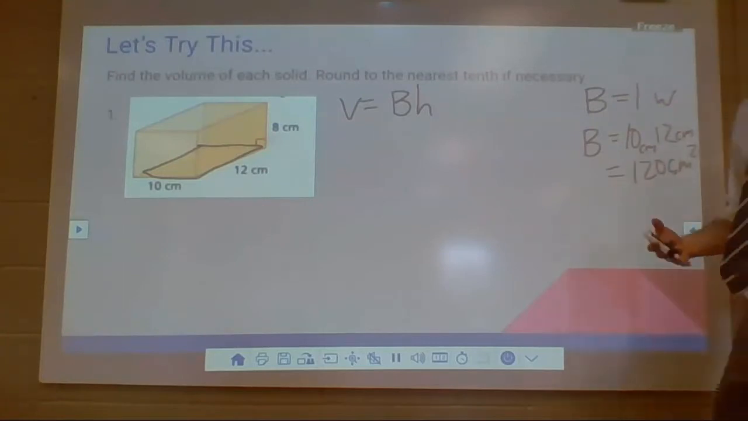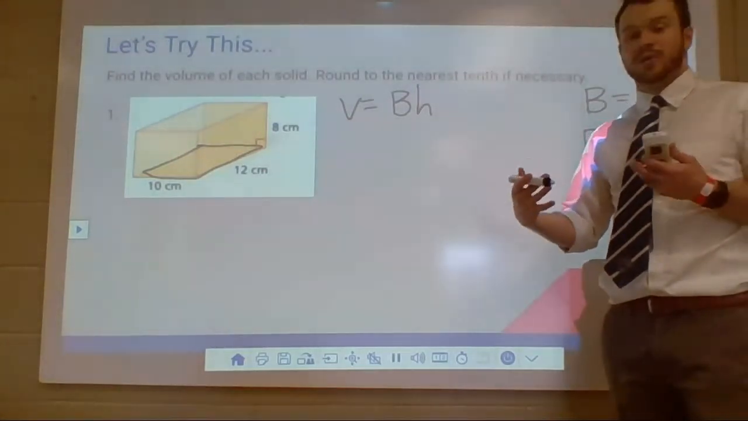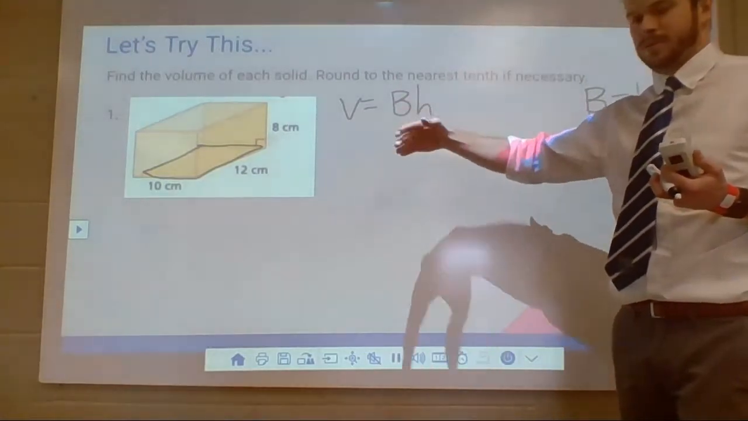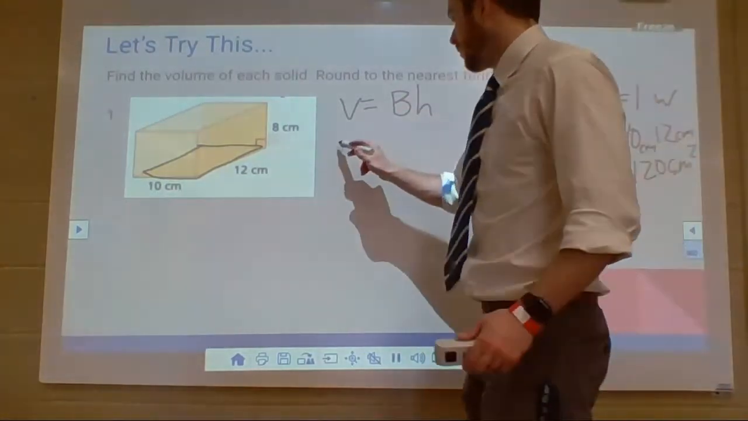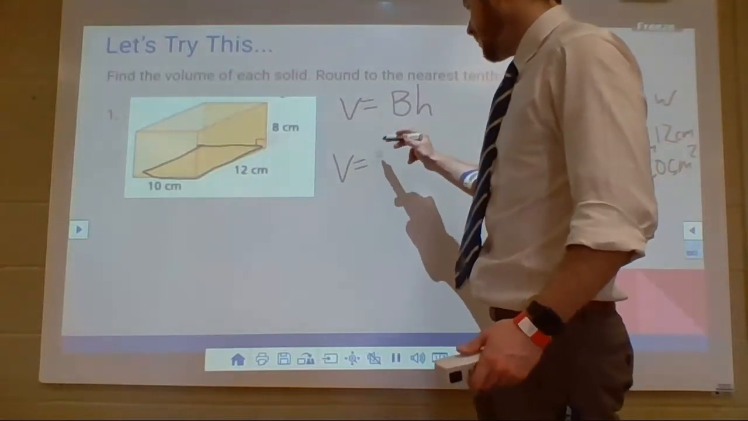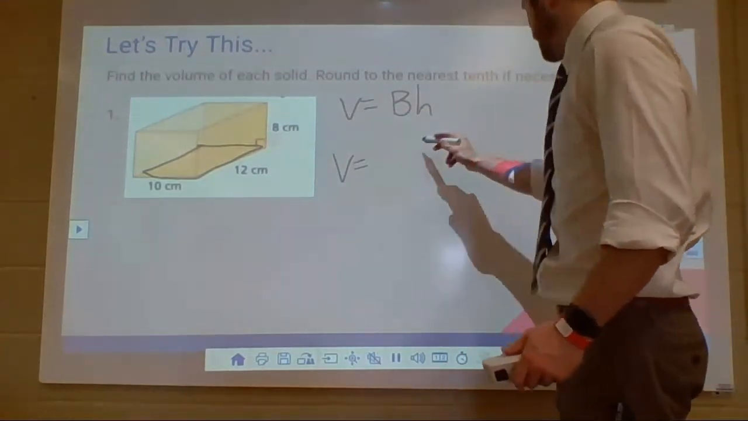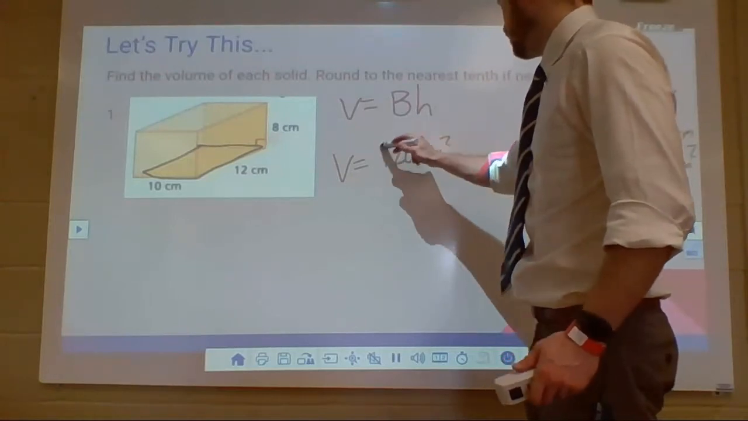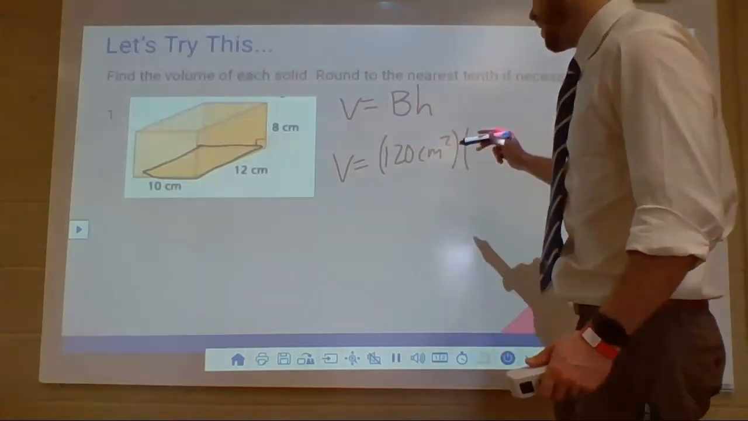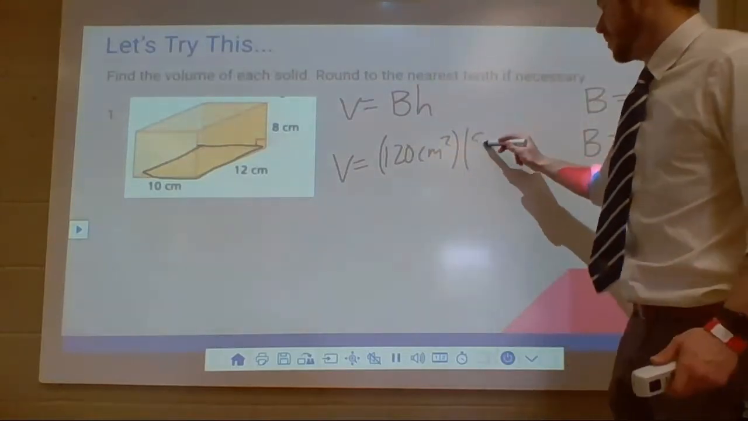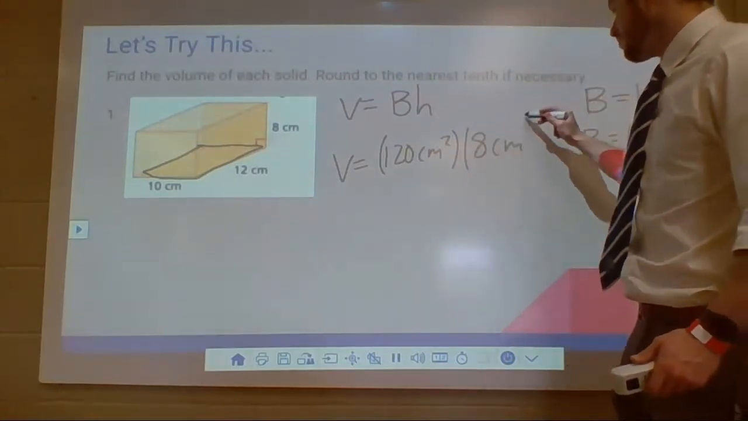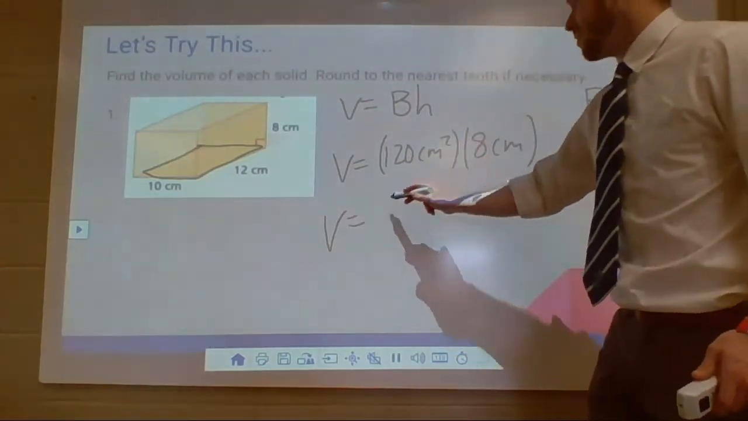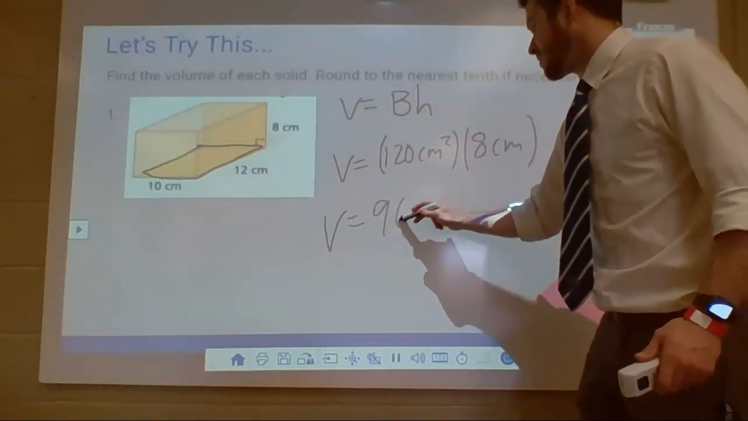So remember, when you find area, the unit is going to be squared because you're multiplying that unit times the unit, centimeters times centimeters. Alright, so we've got the volume equals the area of the base, which is 120 centimeters squared, times the height, which is 8 centimeters. Okay, so now we're just going to say 120 times 8. That's going to give us 960.